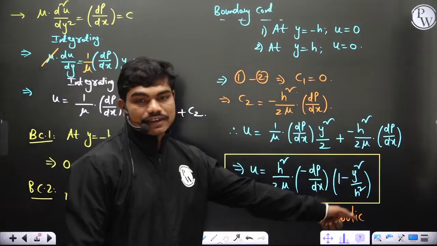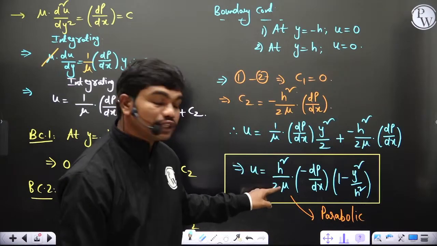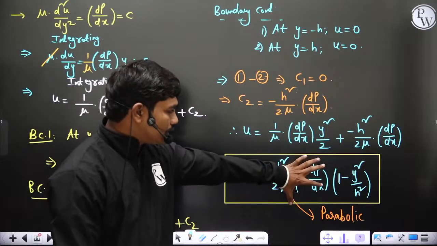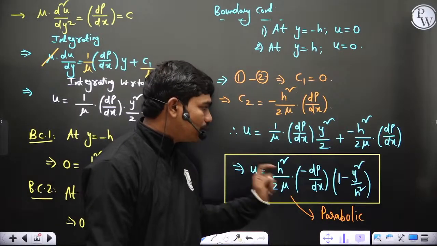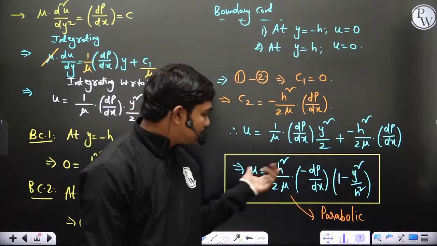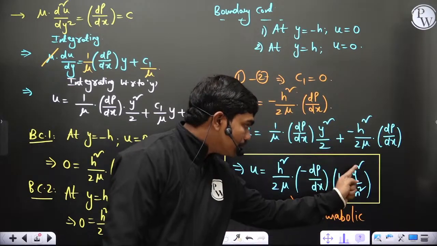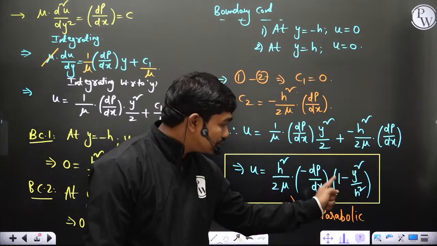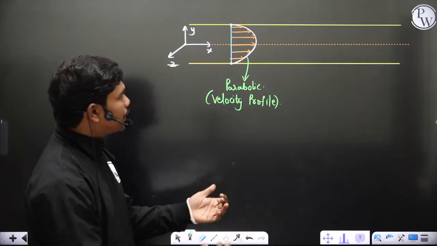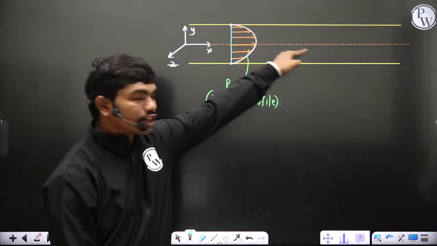Now let us try to understand some things. Clearly this is 1 minus y square by h square, and the prefactor is constant for a given physical system. This h is fixed, this mu is also fixed, correct? If you are flowing some oil, then oil has a fixed dynamic viscosity. Now if u has to be maximum, y has to be 0, because this is a subtraction and y square by h square is always positive, so it should be minimum, which happens at y equal to 0. Physically also, this is the point away from both the walls, so the maximum velocity is along this center line.